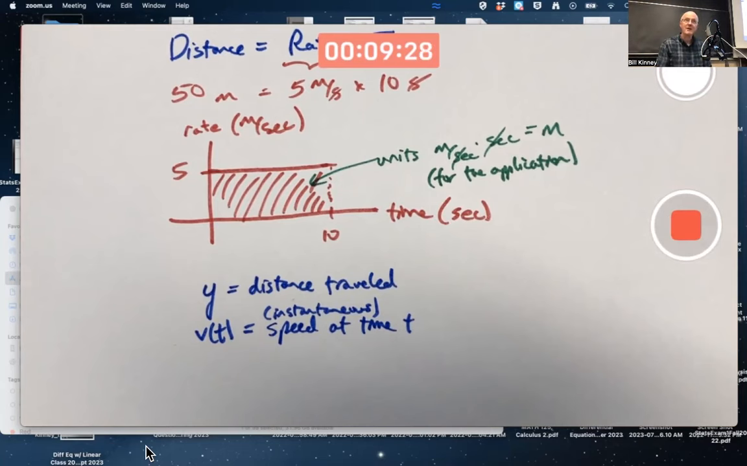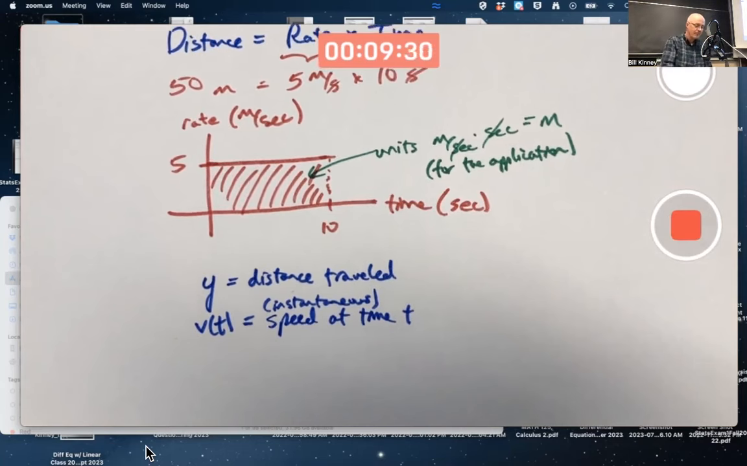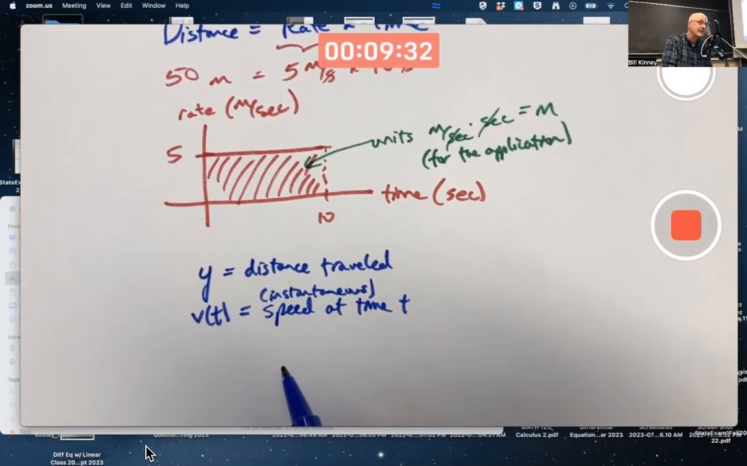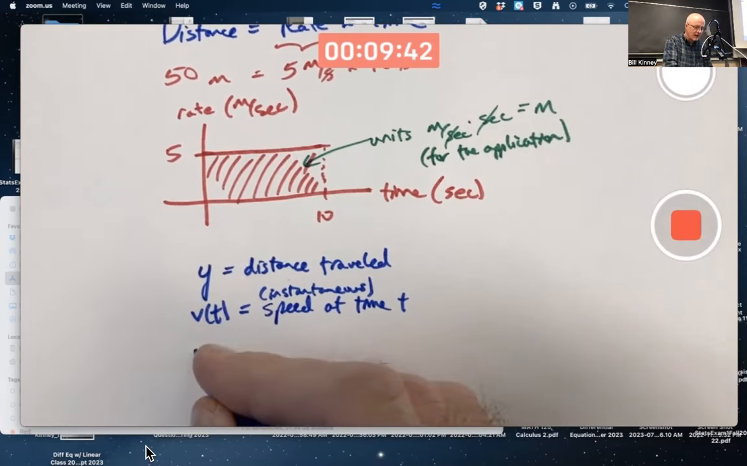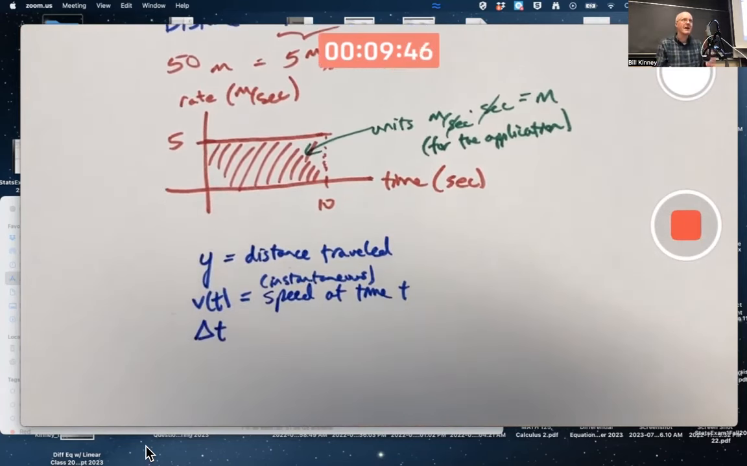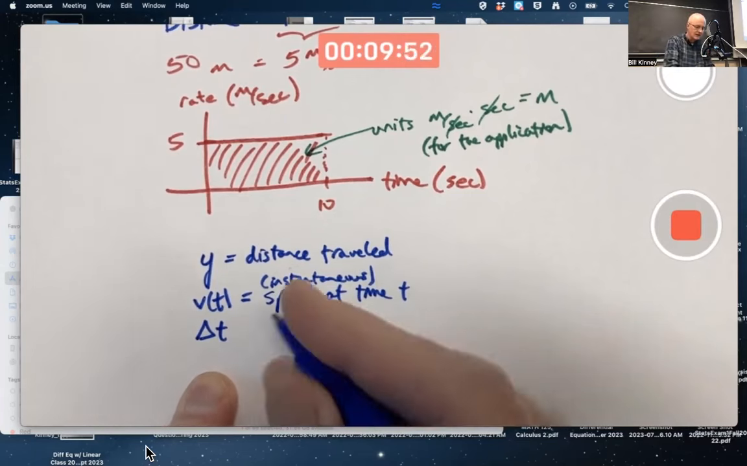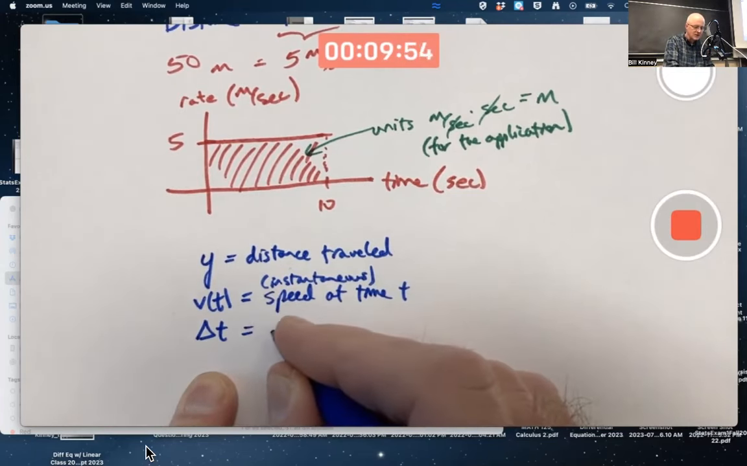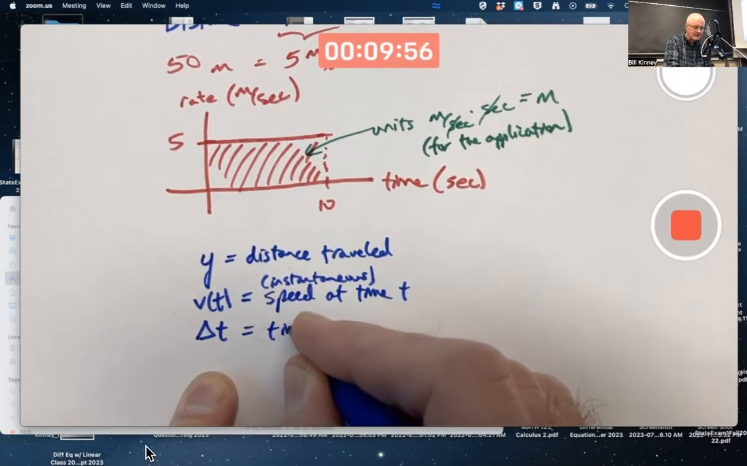It could be any function of time that is not negative. At least we don't want to think about negative speeds. We do want to allow for negative velocities because velocity is different than speed. I'll remind you of those differences. And we could also use, say, delta t, right? Delta times delta of a variable is a common notation for change in the variable. You could call this change in time. You could also call it time elapsed.